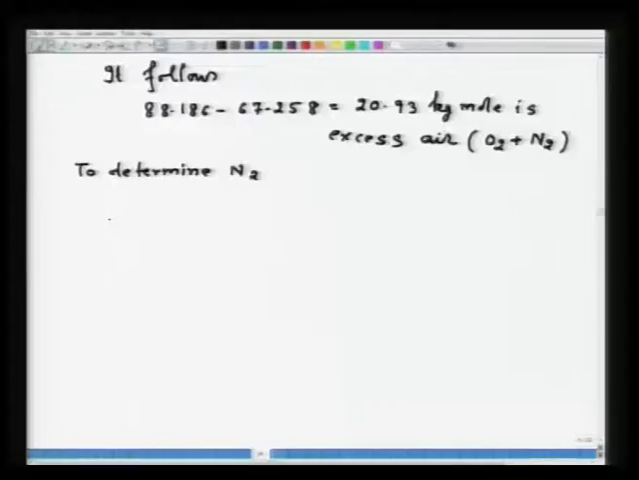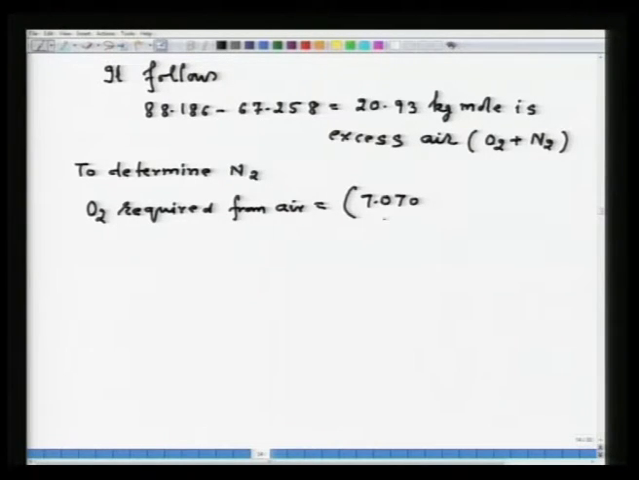So, according to the problem, the oxygen required from air will be equal to 7.070, this is from C to CO2, plus 7.070, this is from C to CO, and minus 3.535. Now, this is oxygen from the charge.